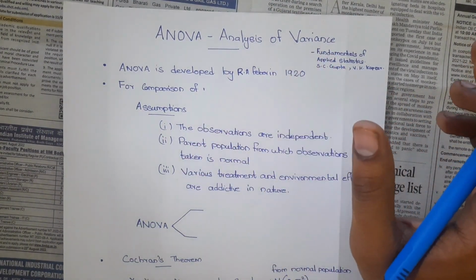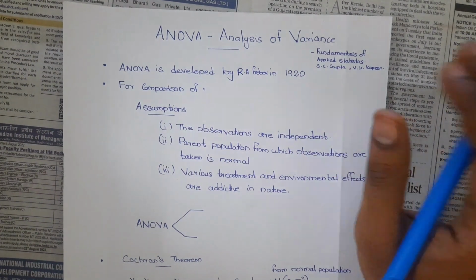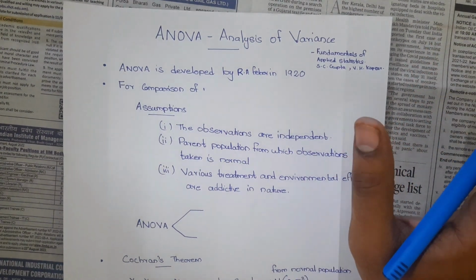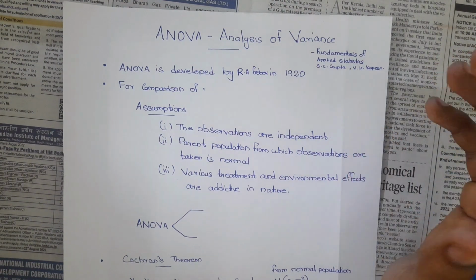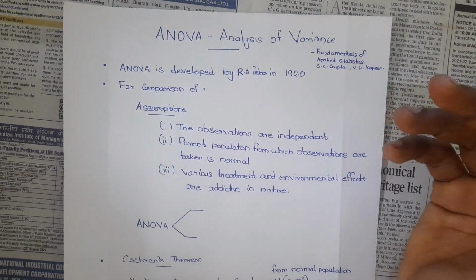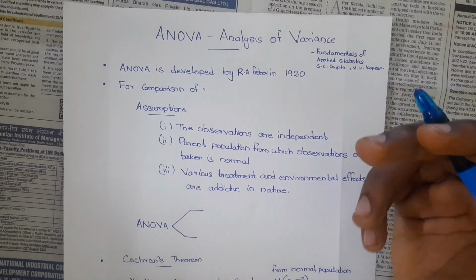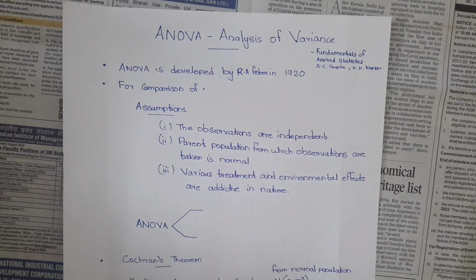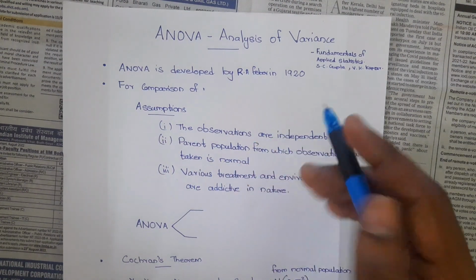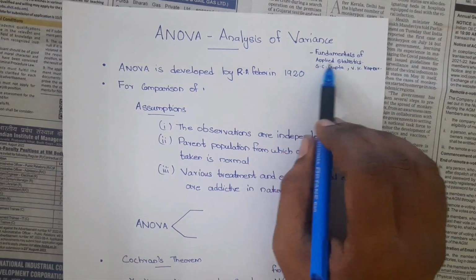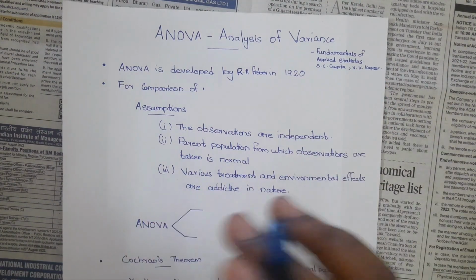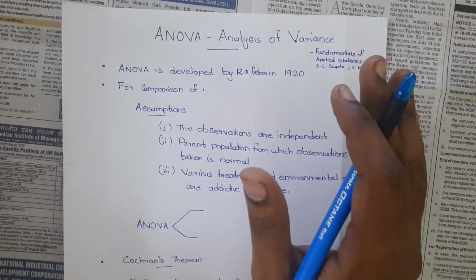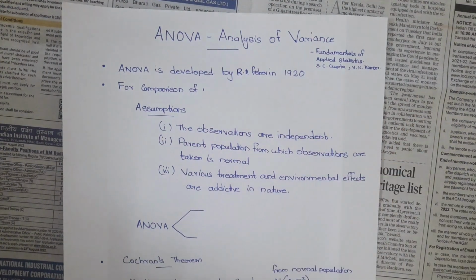For most people, ANOVA and its derivations are difficult. Through this class we are learning what ANOVA is, what the things in ANOVA are, what the classifications in ANOVA are, and the derivations also. First of all, I take the reference from the book Fundamentals of Statistics by S.C. Gupta and V.K. Kapoor. We can go to ANOVA, analysis of variance, as I said earlier.